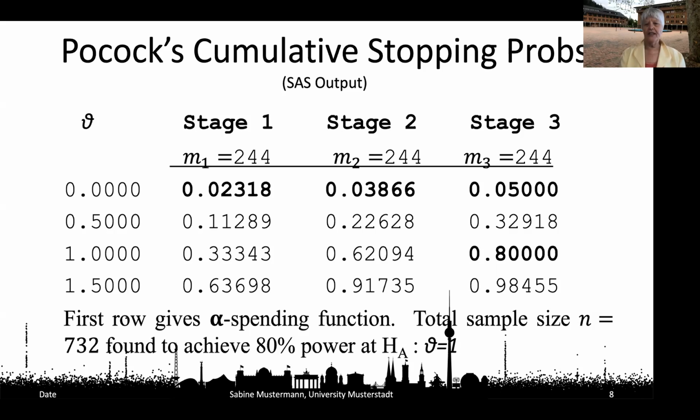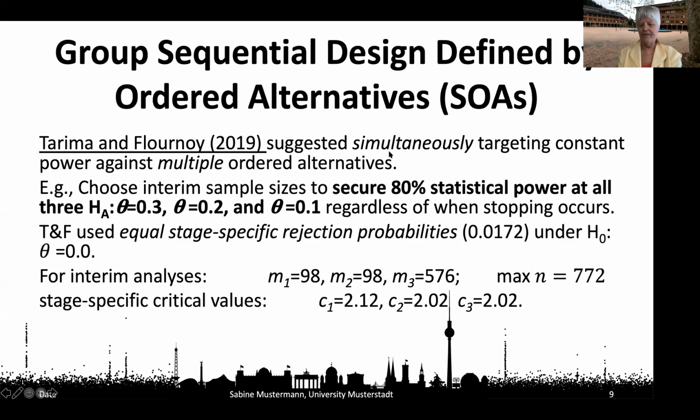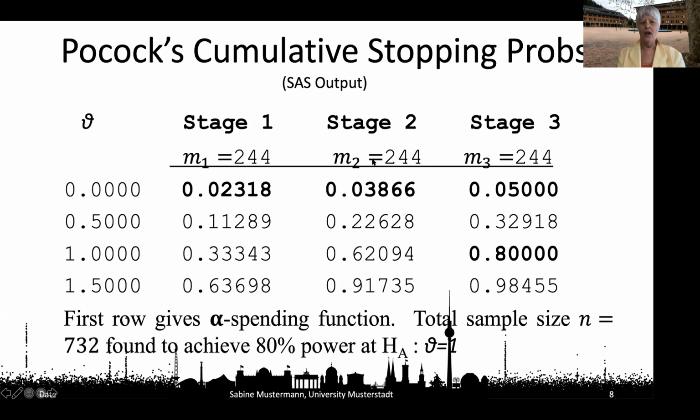And so given those conditions, and the fact that you have equal sample sizes, one ends up with sample sizes in each stage of 244. So the first row here is the alpha spending function. It is increasing, the cumulative probability of stopping. It goes up to 0.05, and we have the overall power. And excuse me, these all should be theta.